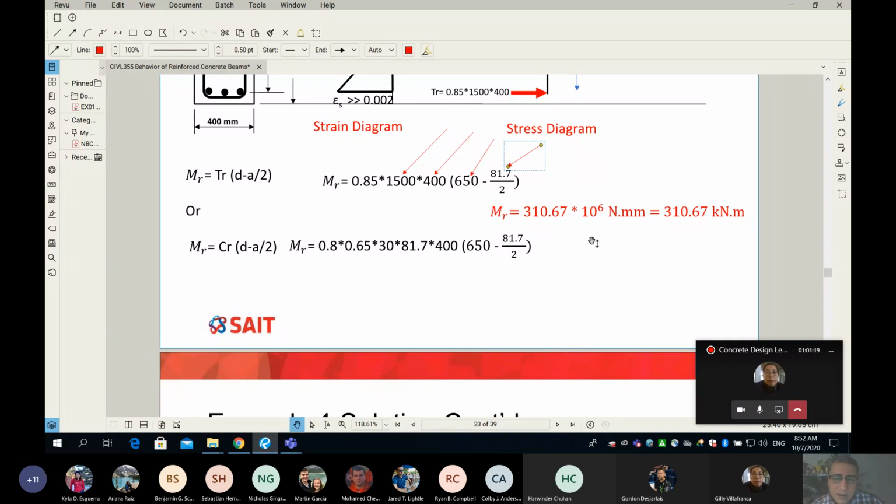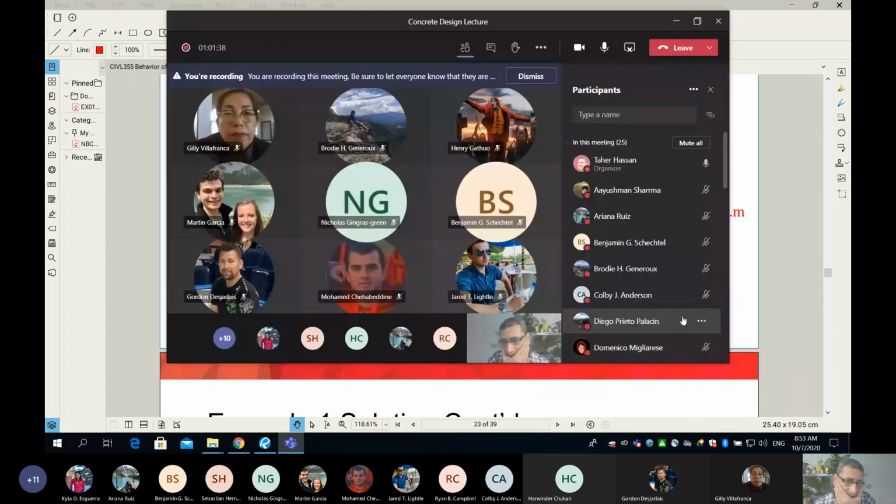And you can see it's so big, and that's not the norm. We typically do not use Newton millimeter for moment. We always use kilonewton meter, and it's as simple as you just divide by 10 to the power 6, and then you get your moment. Any questions so far? Not yet.